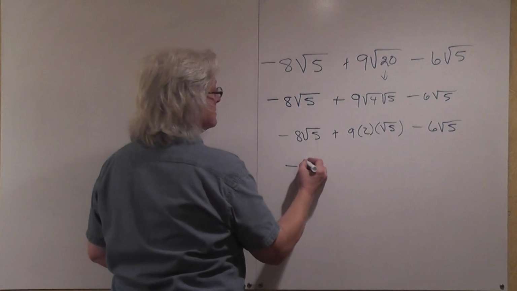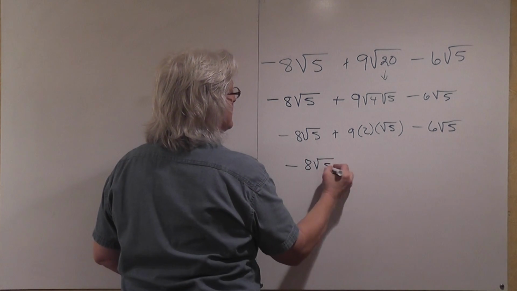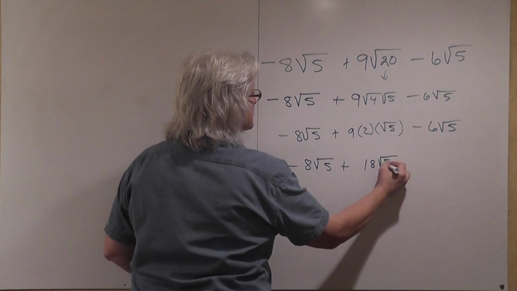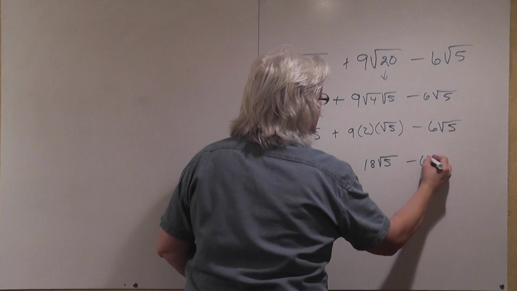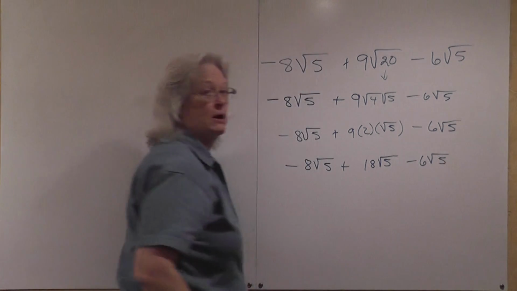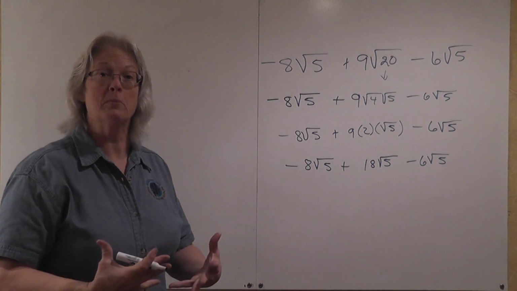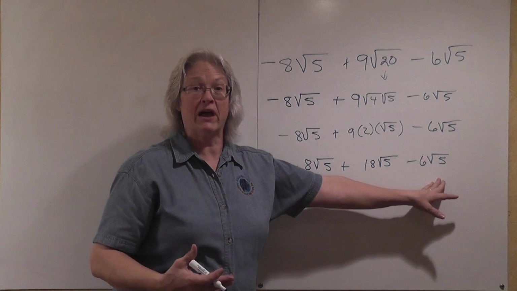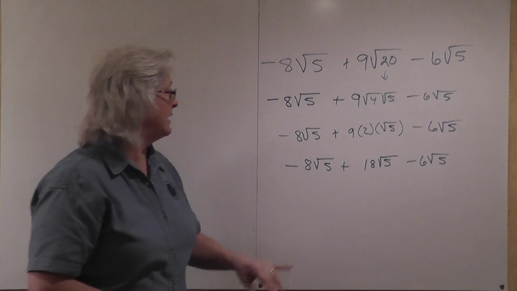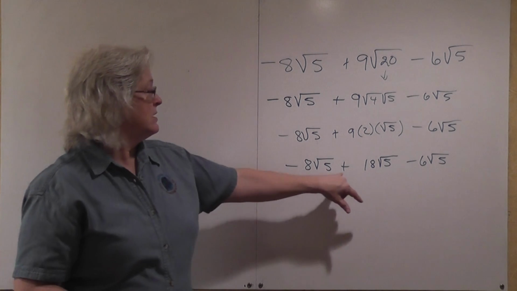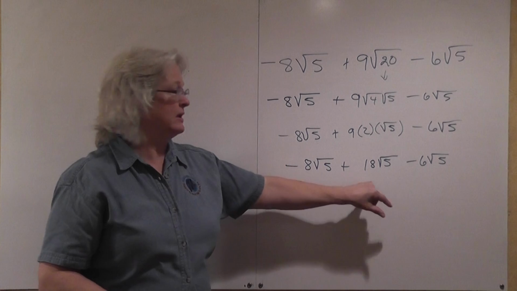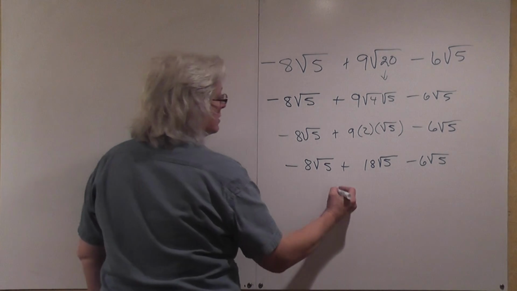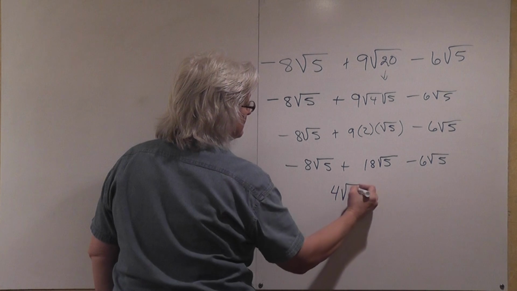Negative 8 times the square root of 5 plus 9 times 2 is 18 times the square root of 5 minus 6 times the square root of 5. We can combine all of these into one solution because we have 3 like radicals. They're all the square root of 5. Negative 8 plus 18 is a positive 10. Minus 6 is 4 times the square root of 5.